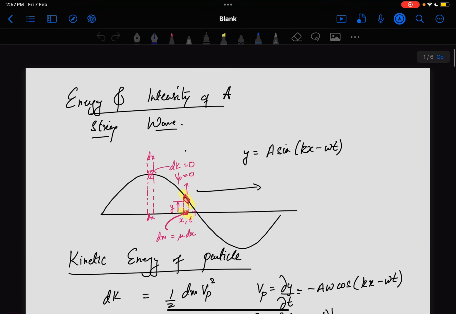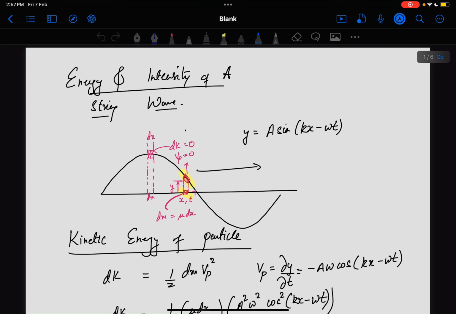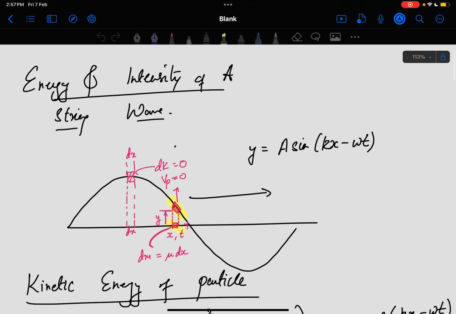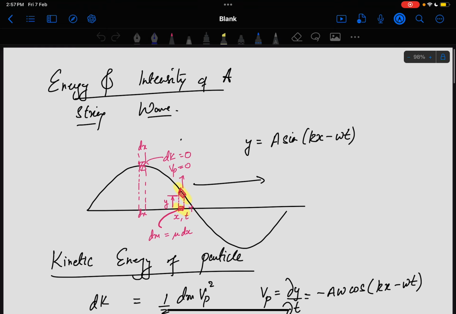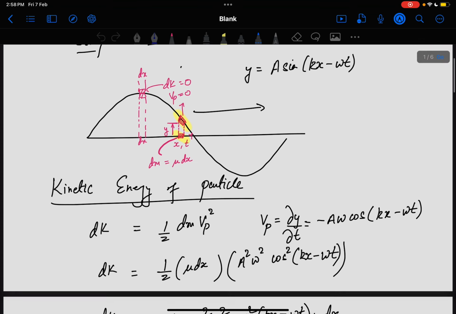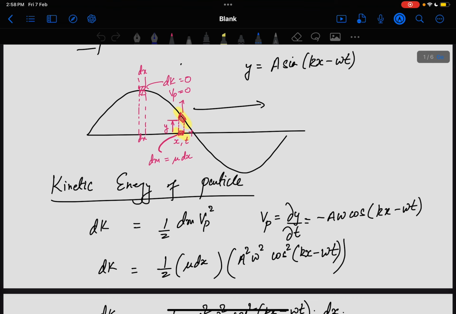So we wanted to discuss the energy and intensity of a string wave. This is a very important concept. Let us consider y equal to A sin(kx minus omega t) to be the traveling string wave, and we want to find out, first of all, the kinetic energy of a particle.